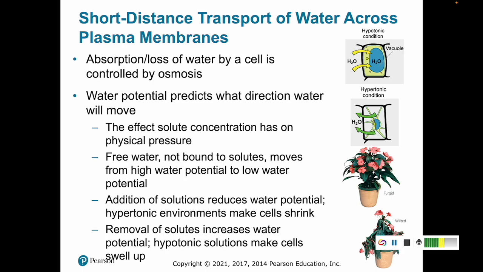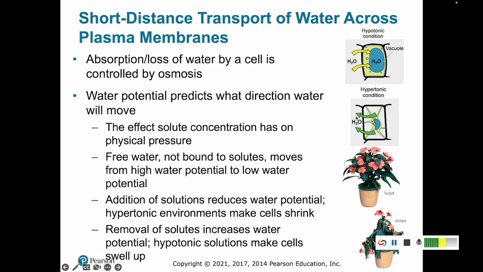Water can move right across a cell membrane. When water is absorbed or lost by a cell, that's called osmosis. And water potential predicts what direction water will move. So here is a bunch of words. What is easiest to me is to remember water follows salt. So if there is pure water outside of the cell and more salt and sugars, more stuff inside of the cell, water moves into the cell.